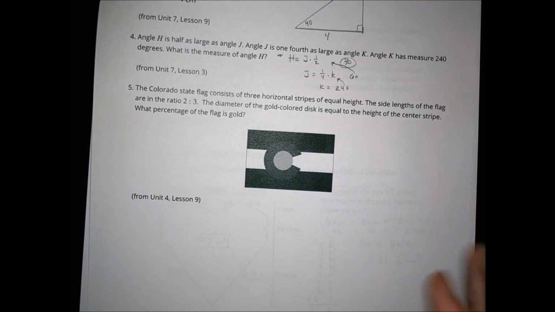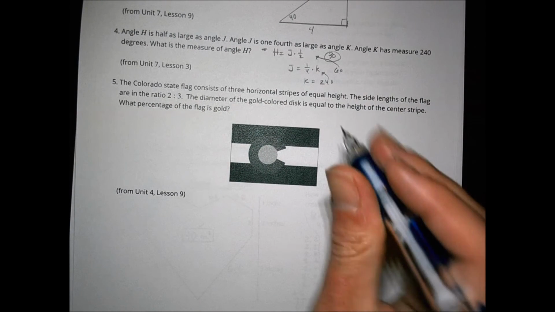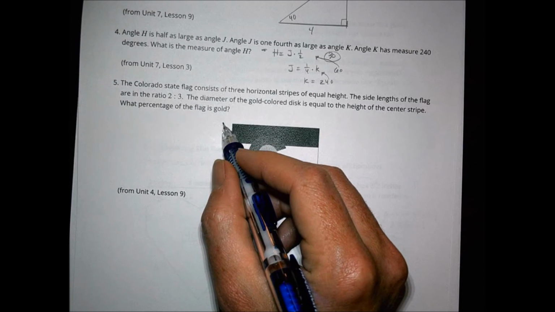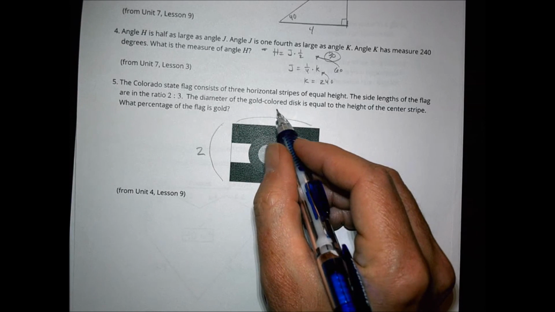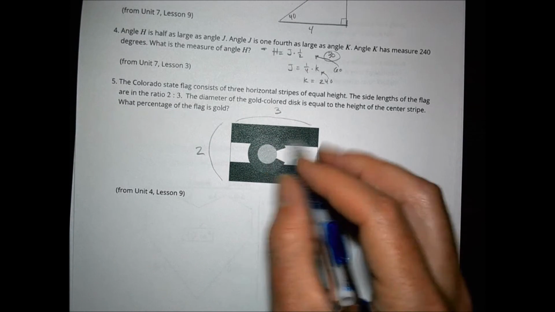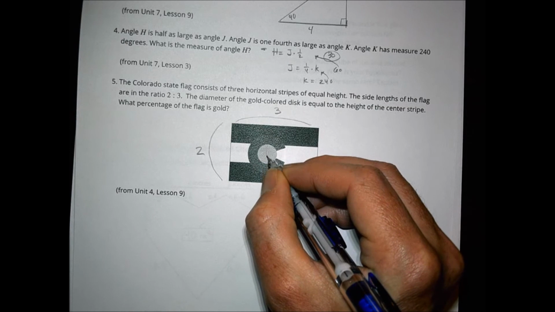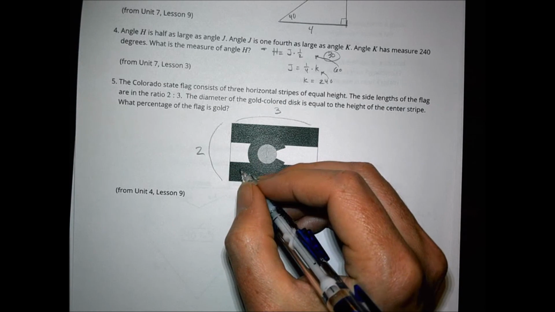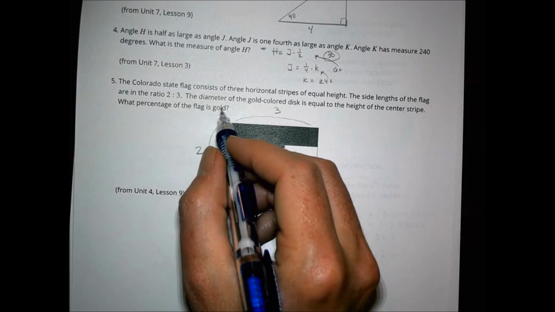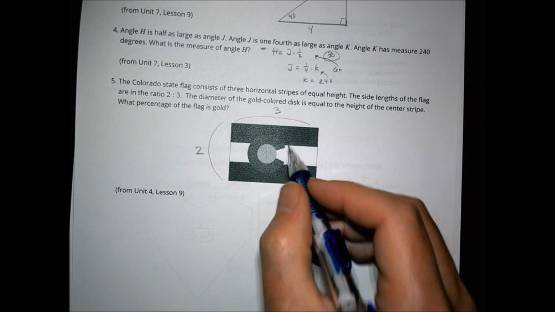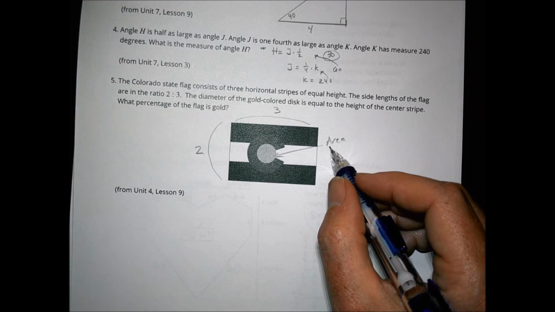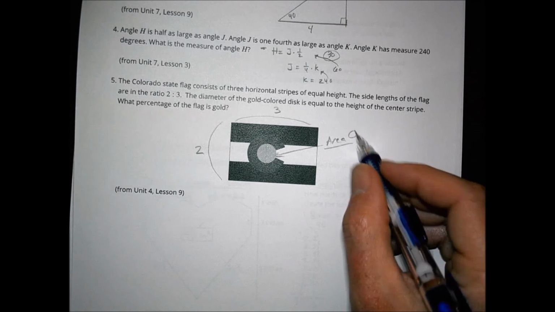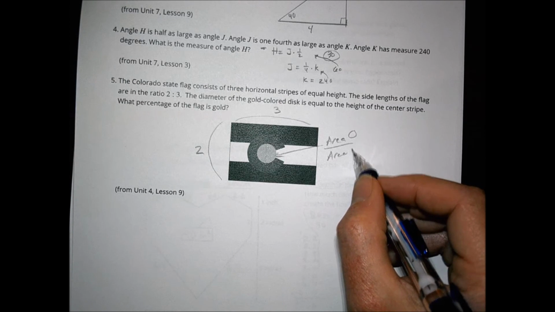And our last one. The Colorado state flag consists of 3 horizontal stripes of equal height. The side lengths of the flag are a ratio of 2 to 3. So this whole thing is like 2, and the top part is 3. The diameter of the gold disc right here is the same as the stripe. Alright, so what percentage of the flag is gold? So a couple things to do. We have to find the area of that, and then we're going to have to divide that area by the area of the whole flag, so the area of the circle divided by the area of the whole flag.